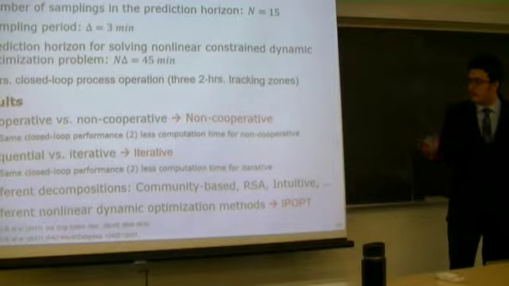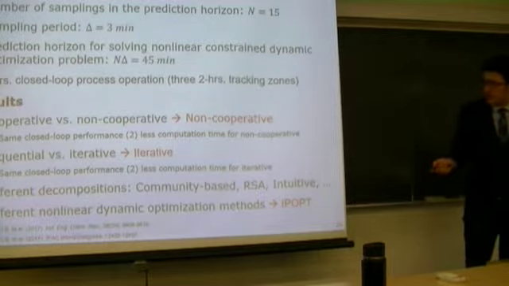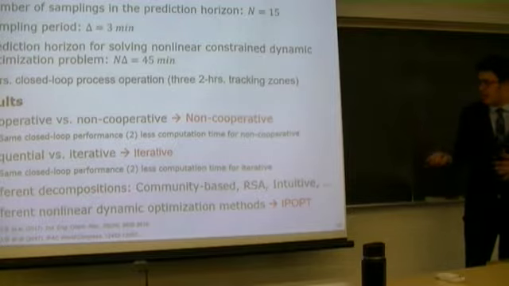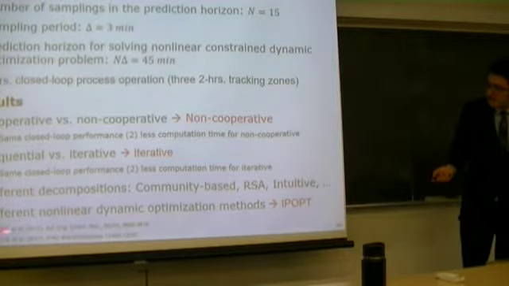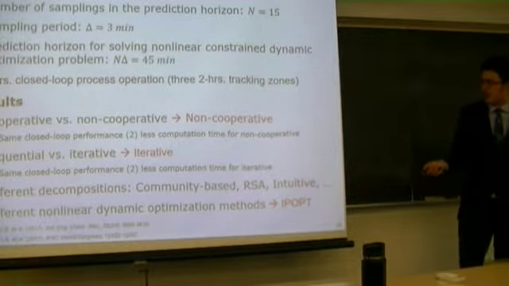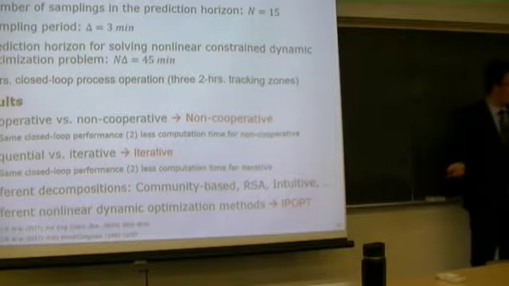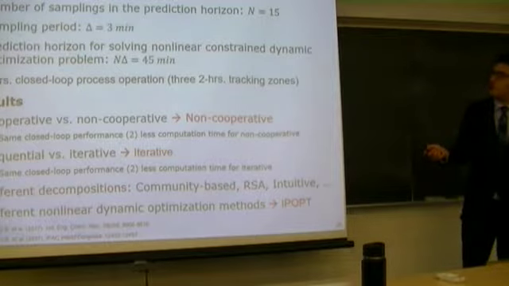nonlinear DMPC problem. We also compare different decompositions based on the community-based, relative sensitivity array, intuitive decomposition, and also other decompositions. And we use different dynamic optimization platform methods, as I mentioned earlier, and we resolve that using IPOPT, interior point optimization, the best way to solve such underlying dynamic optimization problems.